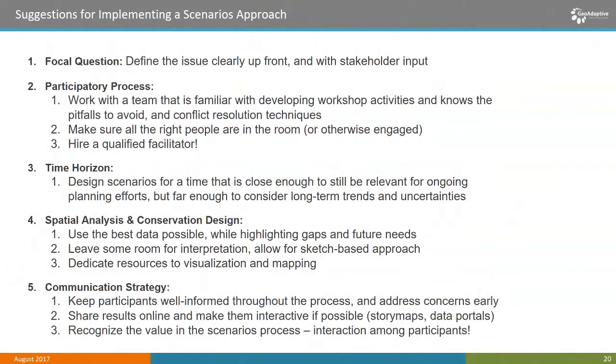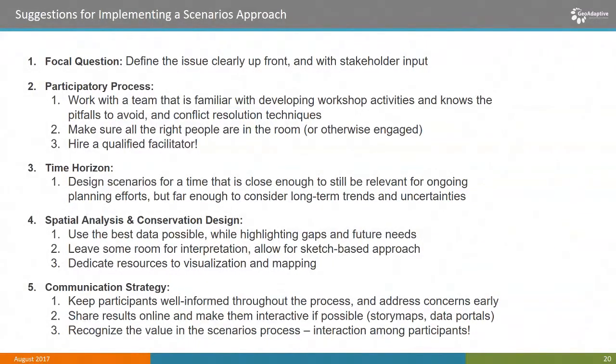Finally, on the communication strategy, making sure that participants are well informed throughout the process, people know when the workshops will be happening, considering when there are key events, for example, in Alaska during the summer, there's a lot of hunting and fishing that goes on and field work, versus in the winter, people are stuck inside, they're usually more free to participate in a workshop.